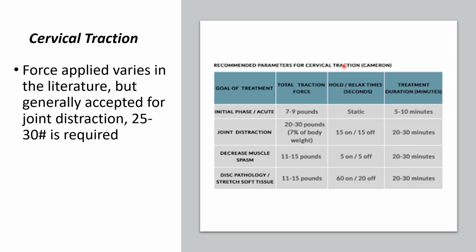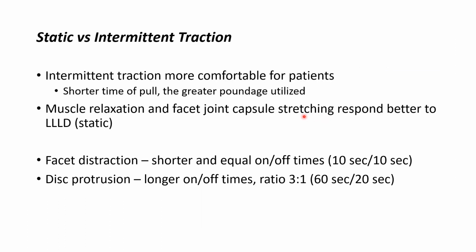In conjunction with different combinations of hold relax times, depending on the treatment outcome, as well as total treatment duration times. So goal of treatment, initial phase or the acute phase, you're starting low with the static traction, low duration of overall treatment time. When joint distraction is the goal, we have to implement a poundage that's anywhere between 20 and 30 pounds to get us to this level. We're going to manipulate hold times and off times and the treatment duration. And then the rest here, decreasing of muscle spasm or discal pathology with a soft tissue stretch. You can see how the parameters change. So know this chart and you'll be in good shape.